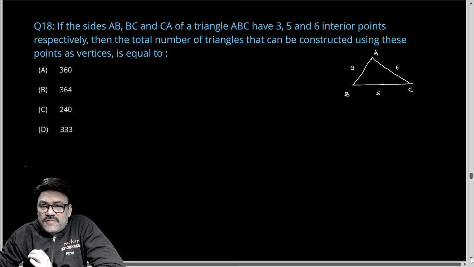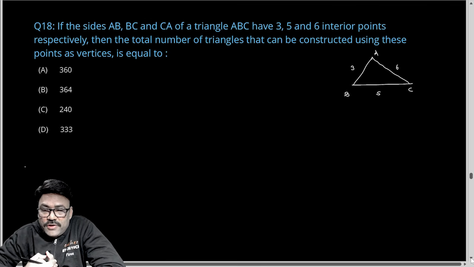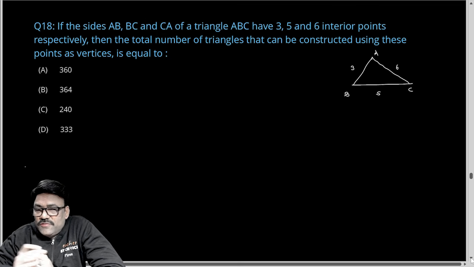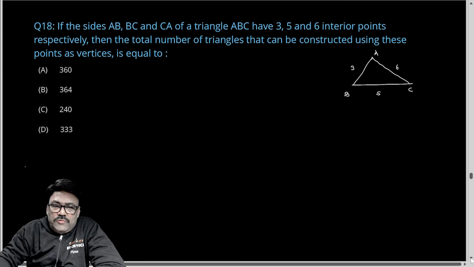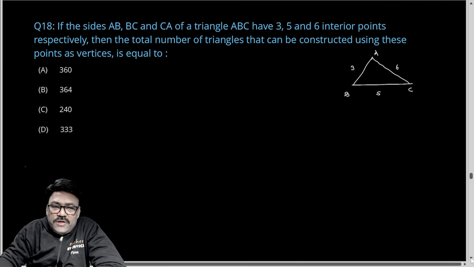So how many triangles can be formed by joining these interior points? It means you are not counting ABC here. You are just counting the interior points. So what is the total number of triangles? How many points do you have in total? In total, you have 6 plus 5 plus 3, which is 14 points.